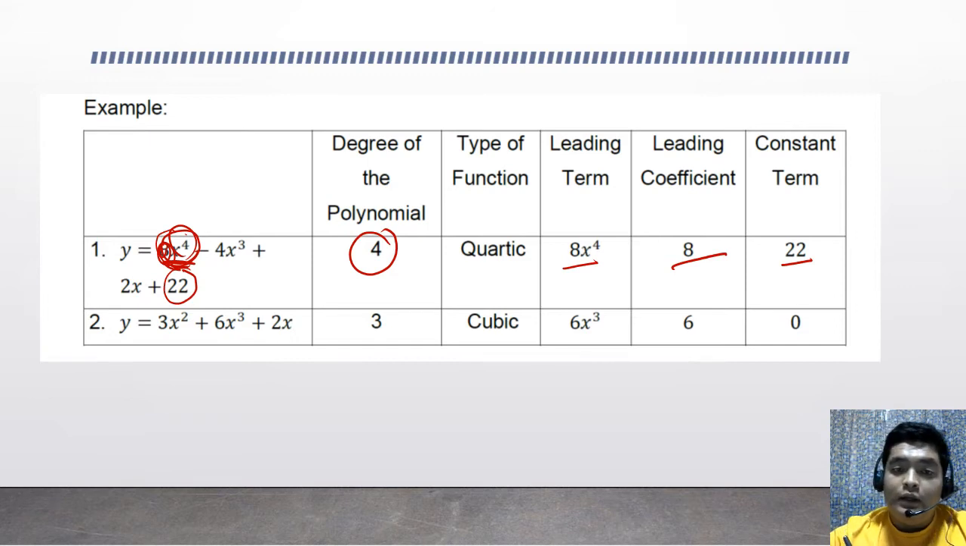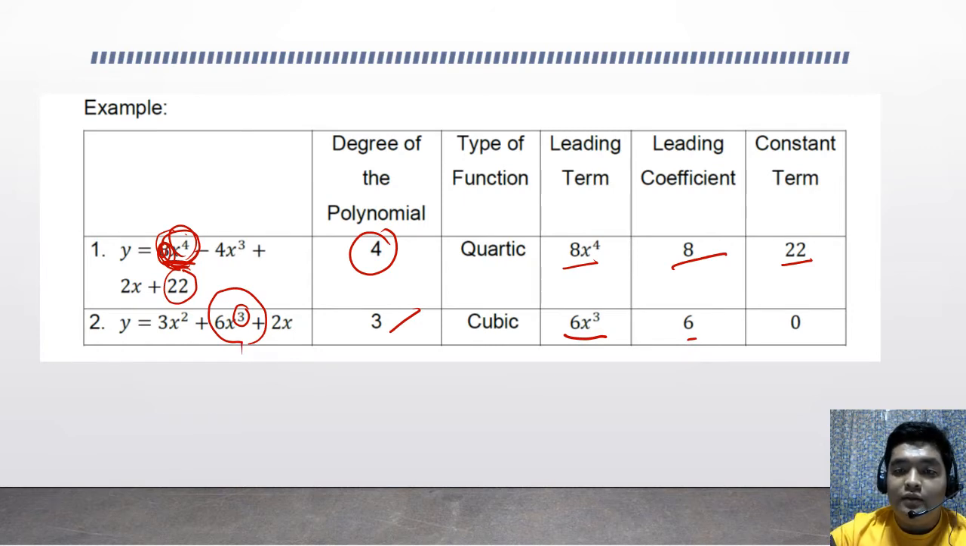Then for number 2, the degree is 3. Why? Because the highest exponent is 3, so this is cubic. The leading term is 6x cubed. Take note, the leading term is not necessarily the term that comes first. The first term is not the leading term. You have to check the exponent. Again, the highest exponent, that is the leading term. Then for 6x cubed, the leading coefficient is 6. You have to check in your leading term.